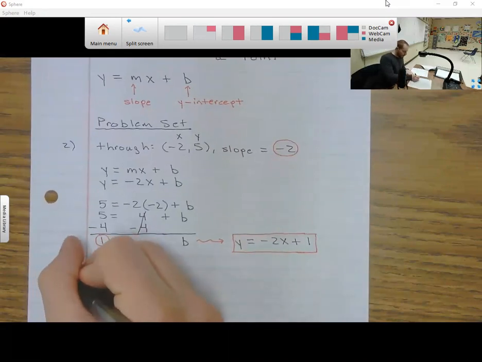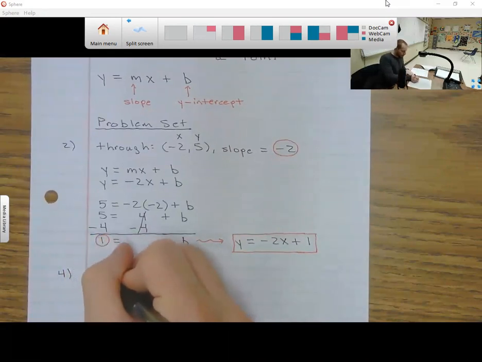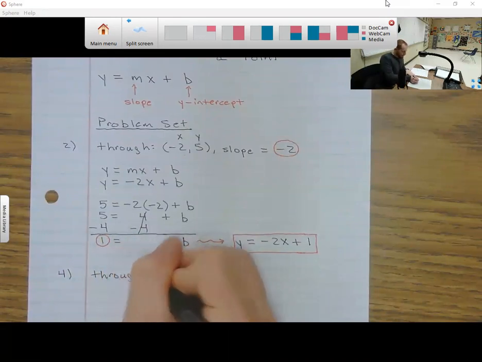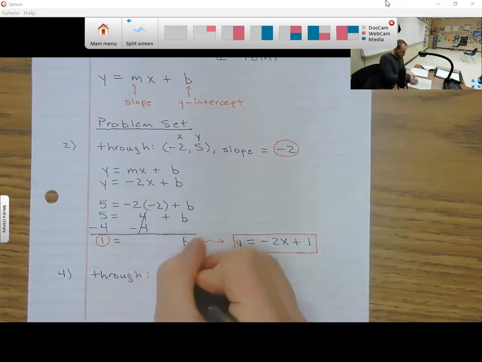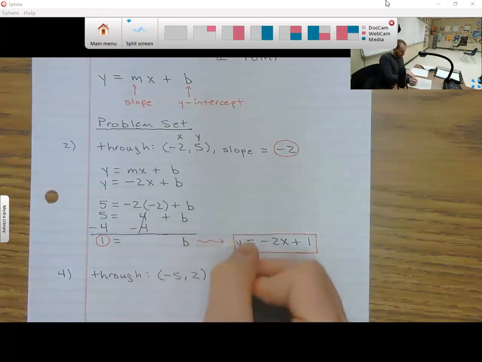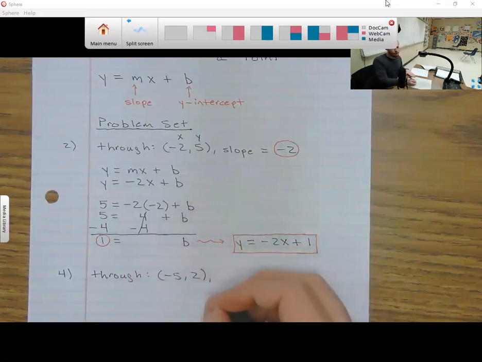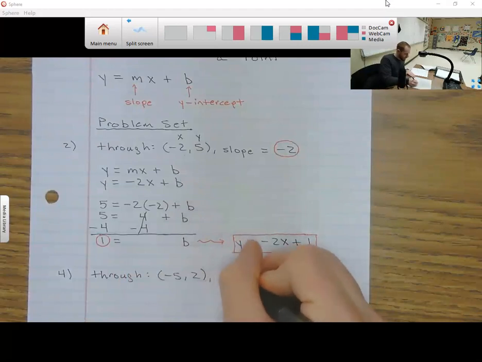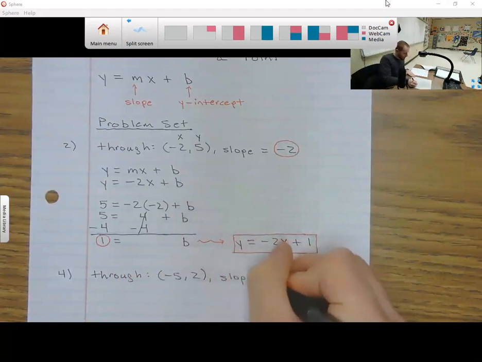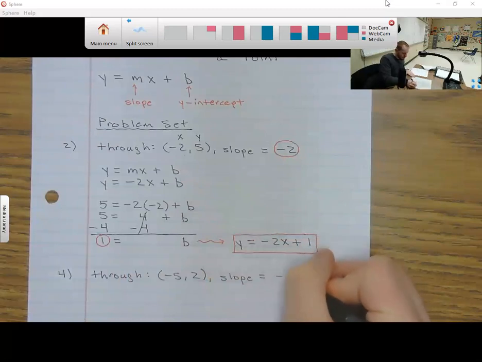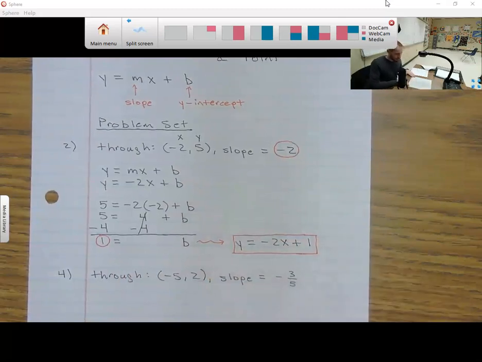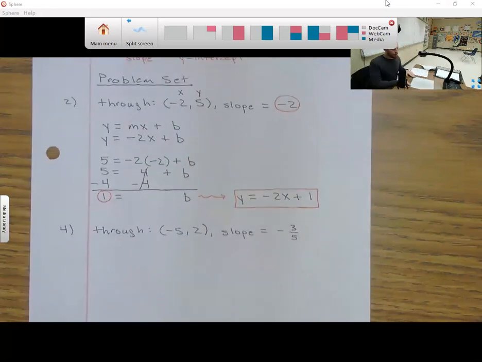Okay, so number 4 says the line is going to pass through the point (-5, 2). So this is kind of like a mirror image of what we just did, right? It's just that the numbers are different for the x and the y. And I know that my slope is going to be what? They actually give me a fraction this time. They give me -3/5. So that's what I'm given.